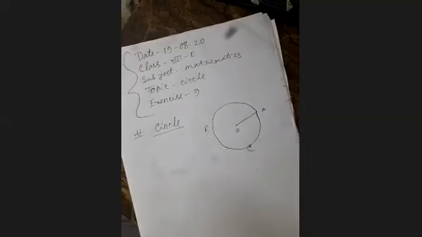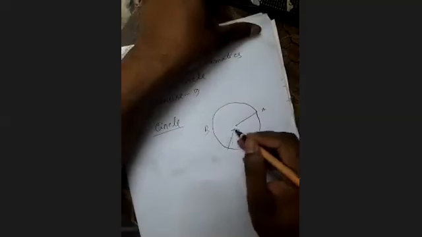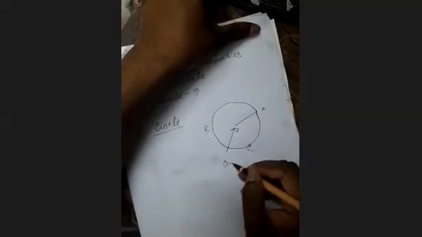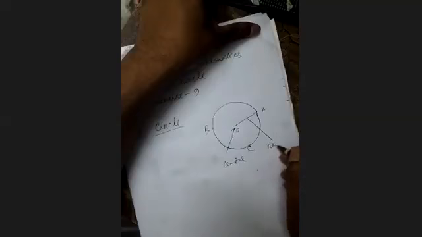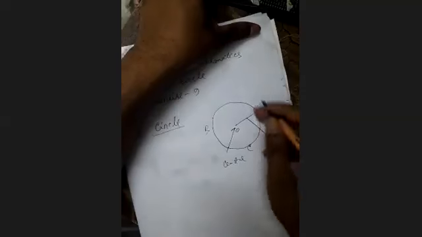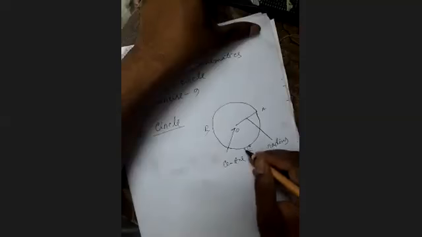So the fixed point is called the center, and this fixed distance is called the radius. The fixed point is O, it is called the center, and the fixed distance is the radius, and the curved line is the circle. That is the circle. Okay. If you have any question, please ask me.